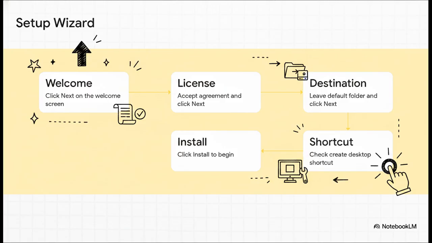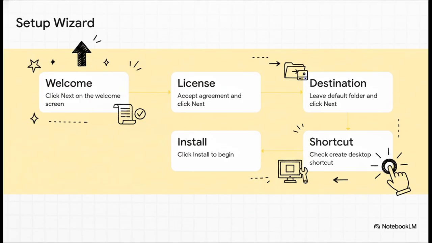First, on the welcome screen, just click Next. Second, read through and accept the license agreement, hit Next. Third is the destination folder. It usually defaults to your program files, and honestly, leaving it right there on the default setting is perfect for most of us, so just hit Next again.